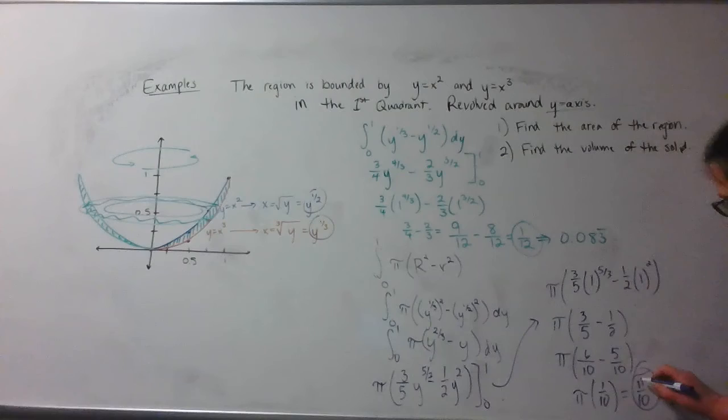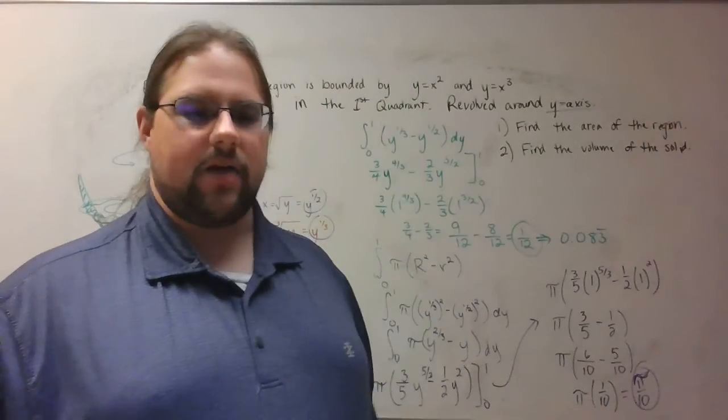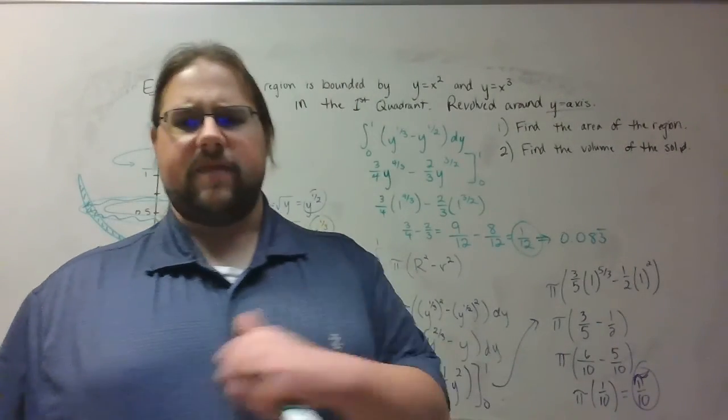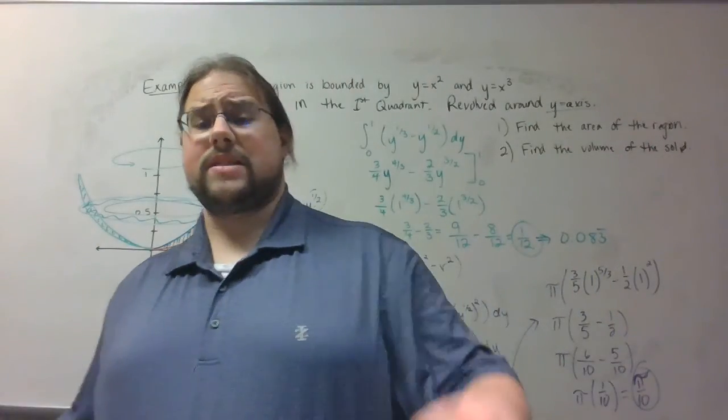Now make sure you are very, very careful and don't try to change the pi to a decimal. Leave it as pi over 10. That is the final answer here. Hopefully that helps in understanding the difference between the disk method and the washer method. I've got some more examples coming right up.